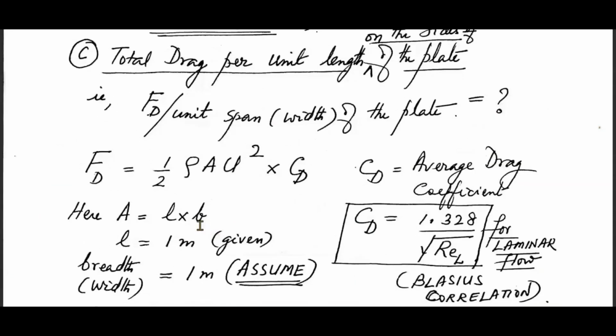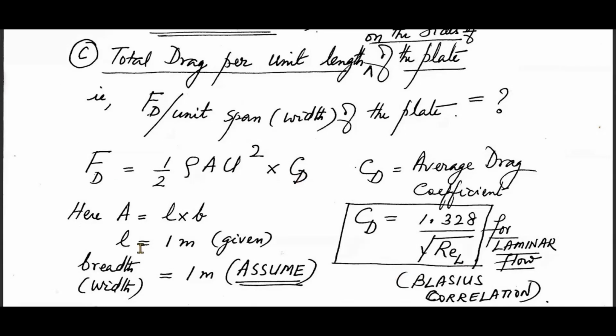Now the total drag you know already, and we used this coefficient of drag formulation earlier. This is also Blasius's correlation for the laminar boundary layer. So CD is equal to 1.328 divided by root of ReL, since we are writing the average coefficient of drag, considering the entire length for which the drag force is to be calculated. Therefore it is the Reynolds number based on the total length of the plate, not the half length. So FD is equal to half rho A U square into CD.